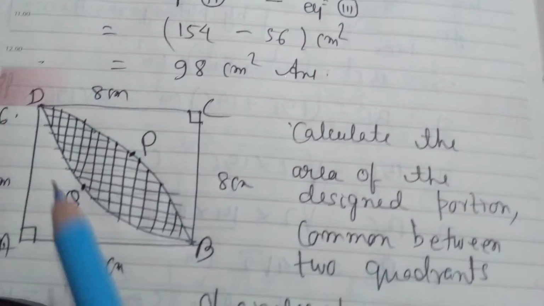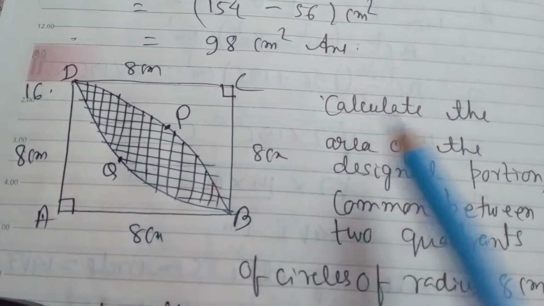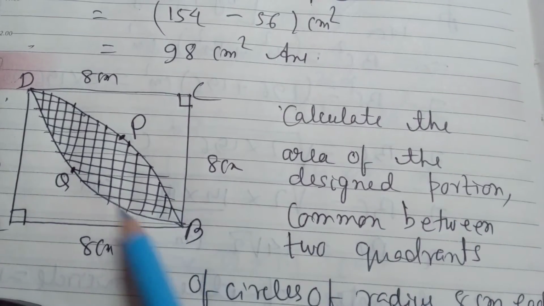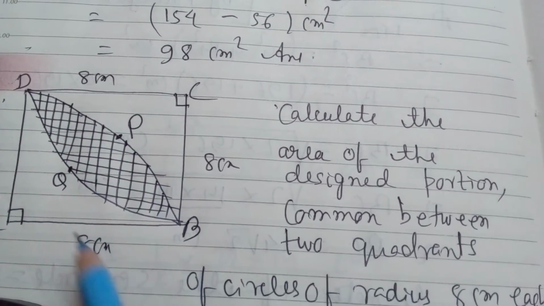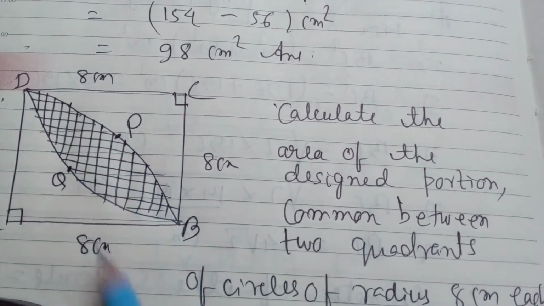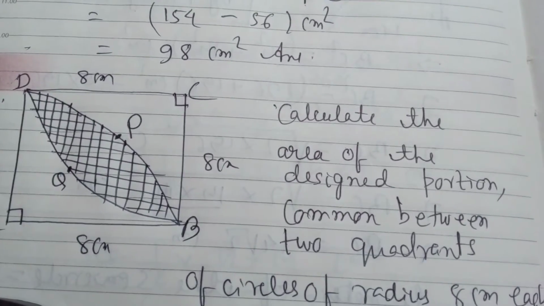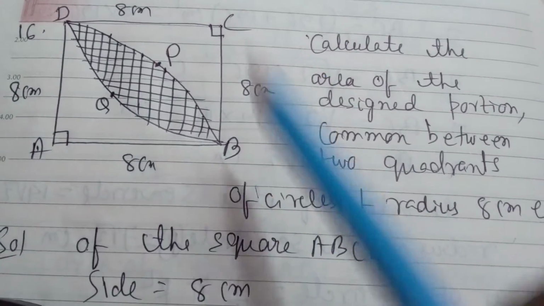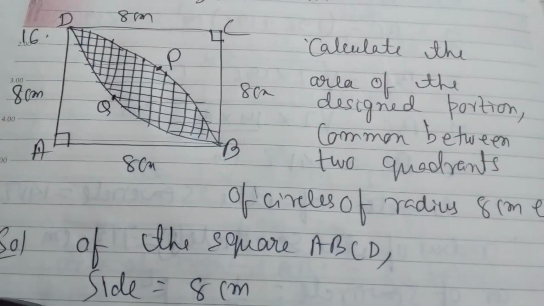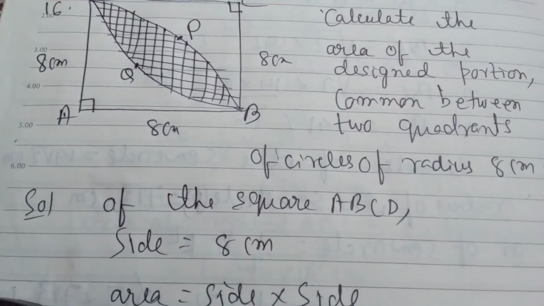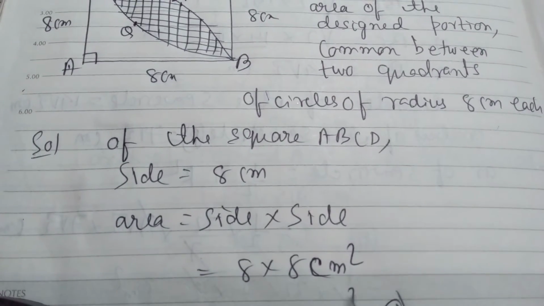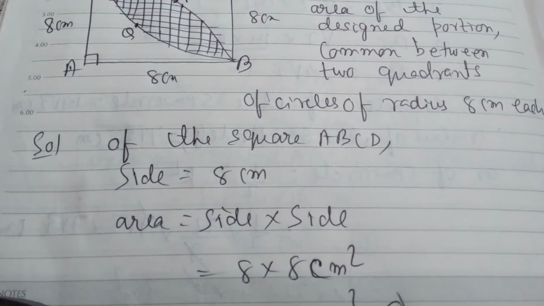Okay. Now come to the next question, number 16. This figure is given and calculate the area of the designed portion common between two quadrants of circles of radius 8 centimeter each. Means ABCD is a square whose side is 8 centimeter. So area of the square will be side into side, that is 8 into 8, 64 centimeter square.